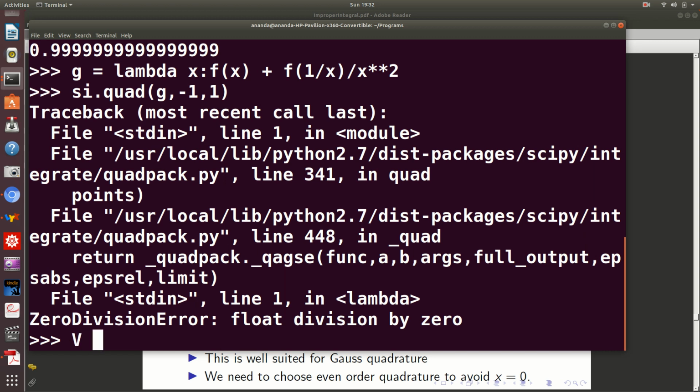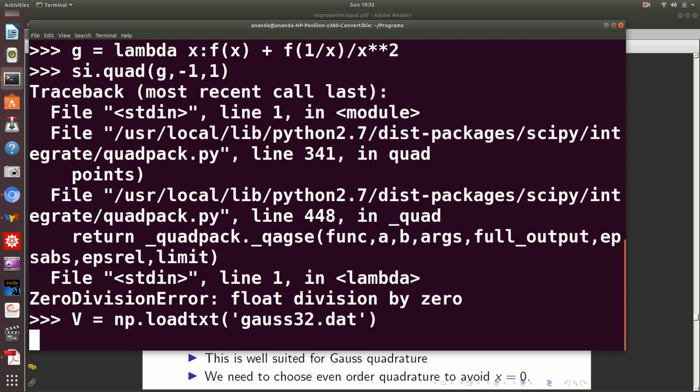and for this I already have the nodes and weights of 32-point Gauss quadrature written in a file. The file name most probably, as I remember, is gauss32.dat. Okay, the file name was correct, otherwise I would have got an error here.